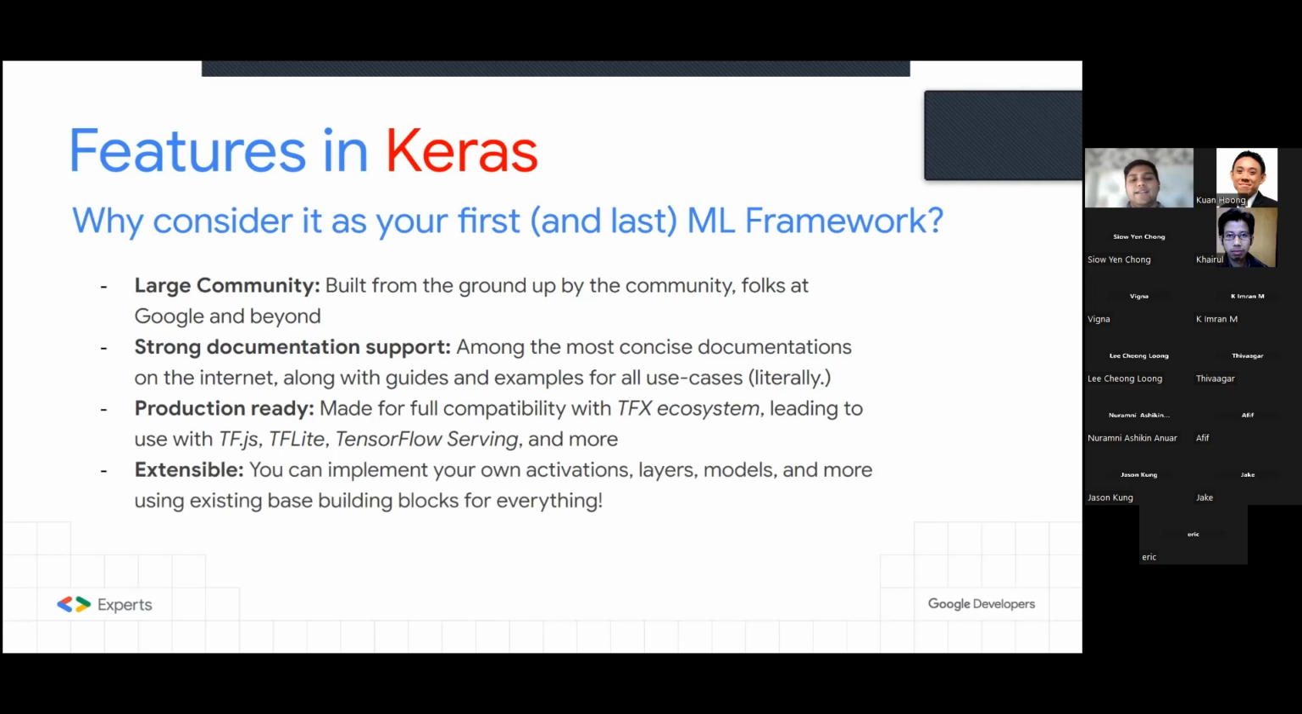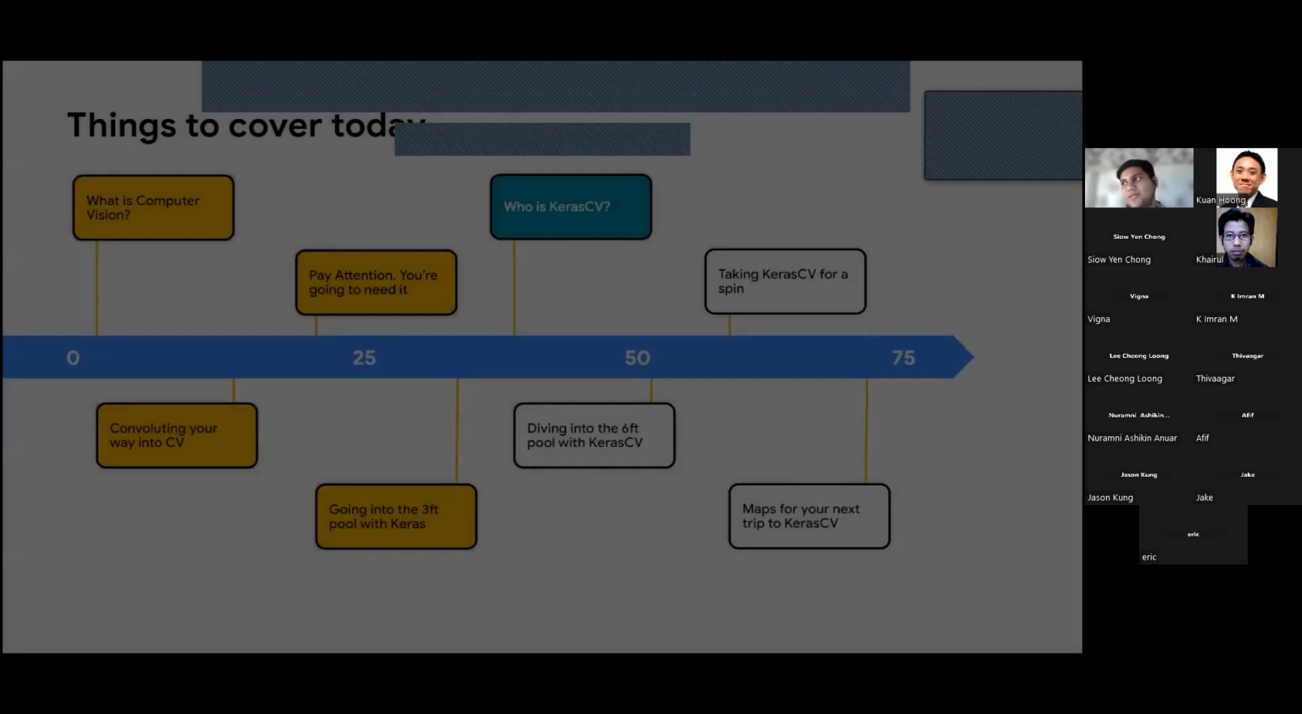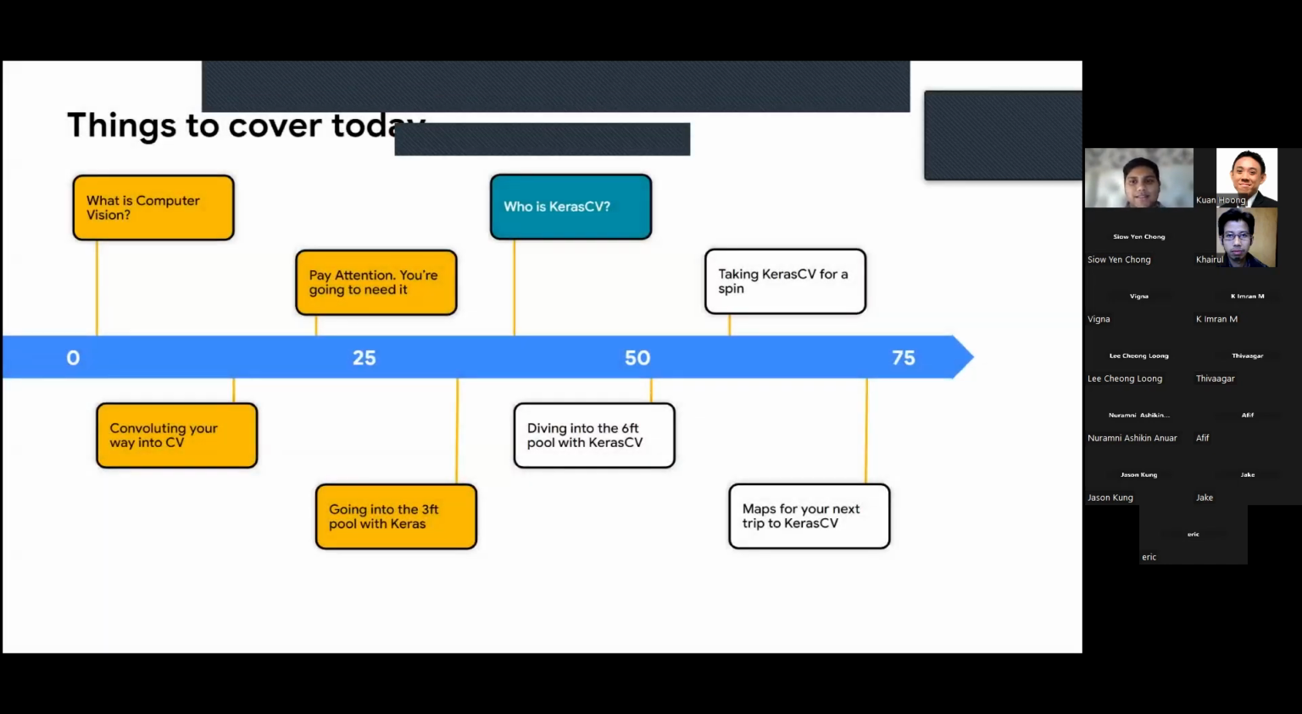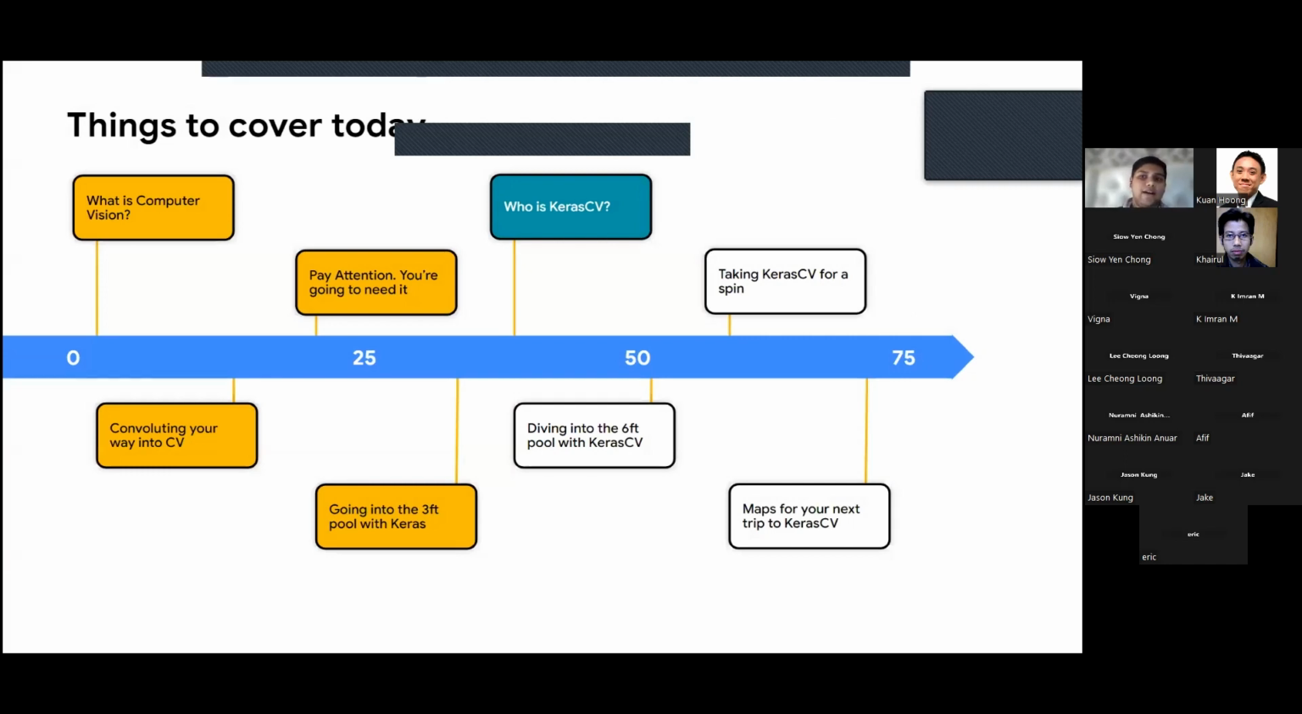Finally, it is extensible. You can implement your own activations, your own layers, your own models, and your own designs within Keras at once. You do not need to reinvent the wheel for what already exists, but you have the choice of extending already existing layers or other modules. So that was just a very quick introduction to Keras and what Keras can do. Now let's take a look at KerasCV, which is why we're here.